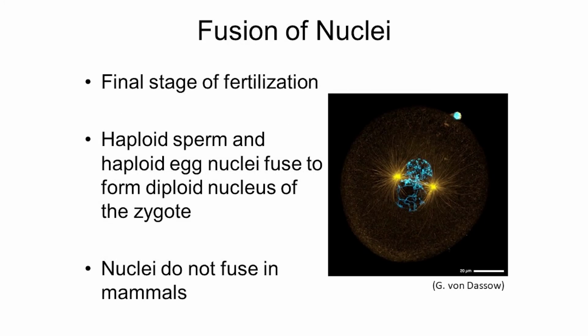In the final stage of fertilization, the haploid sperm nucleus fuses with the haploid egg nucleus to form the diploid nucleus of the zygote. Now, in mammals, including in humans, the nuclei don't actually fuse. Instead, the sperm and the egg nuclear membranes each break down prior to the formation of a new diploid nucleus, and then a new nuclear membrane forms around the 2 sets of chromosomes.